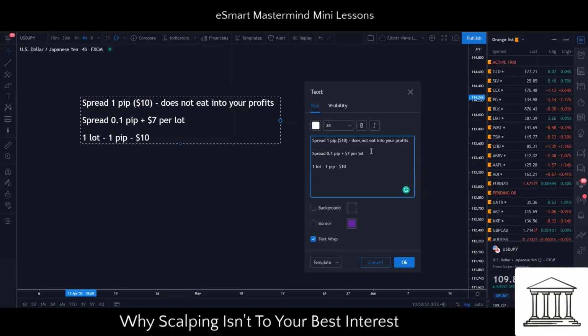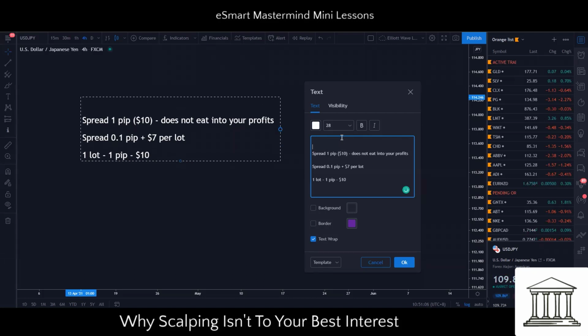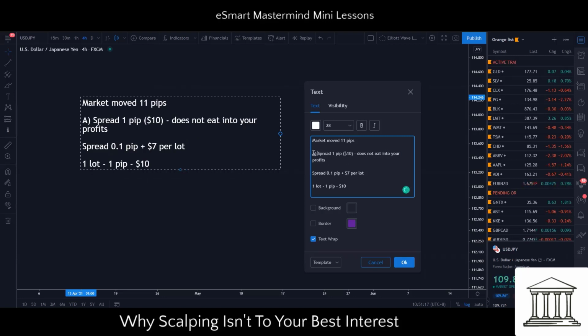Now if you are looking at a very low spread plus a $7 commission, that $7 is extracted out of your profit. So for example, let's say the market moved 11 pips. You have a spread of 1 pip, then with option A, you make a net profit of $100. 1 pip, $10. You net make 10 pips. That's a net profit of $100.